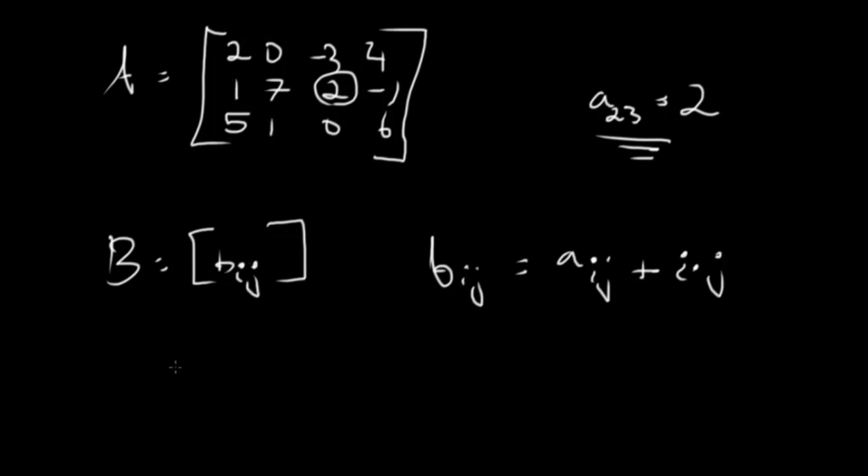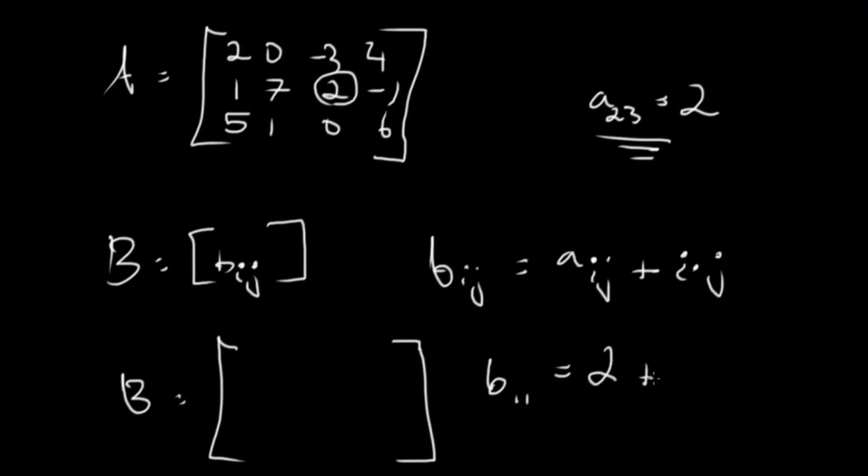Take a second to fill out matrix B as I get myself set up. And once you've got it filled out, go ahead, check with me. You can pause if you want. But let's see. B11 is going to be, well, it's the element in the A matrix in the first row, first column, so 2, plus the product of the first row and the first column, 1 times 1. So that's 2 plus 1 times 1, which is 3. So 3 is going to go there.